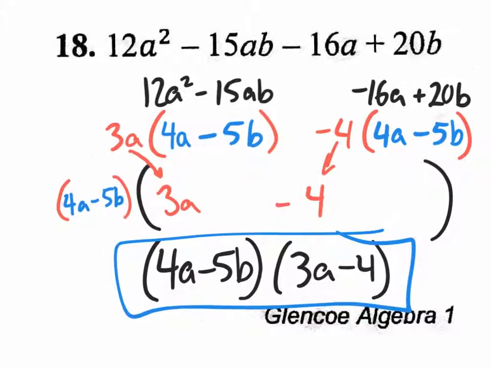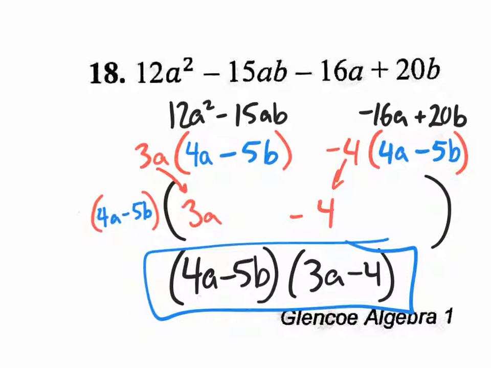If I wouldn't have pulled out a negative with the 4, then this wouldn't have been the identical binomial and I wouldn't be able to pull it out. So sometimes you'll see, oh, this binomial is the same as that one, but they're opposite signs. That means I need to pull out a negative sign to get them to be the same. And that happens on 17.